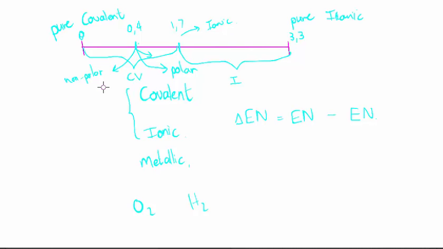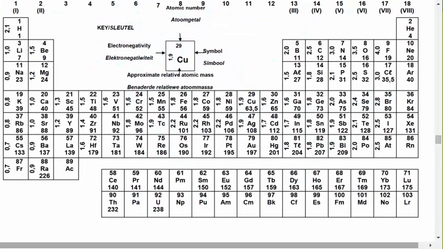So which one is this, non-polar or polar? Water. We got the difference between electronegativity, 3.5 minus 2.1, hydrogen, gives me 1.4. What does water fall under? So water is a polar covalent. Do you understand? Okay.